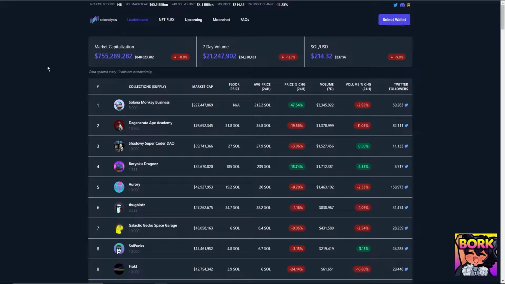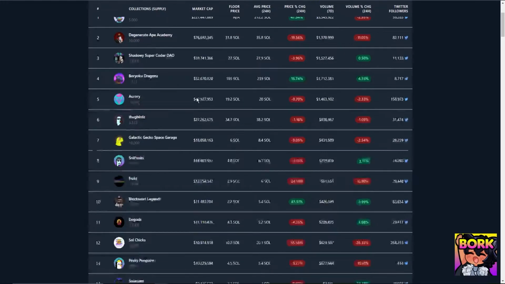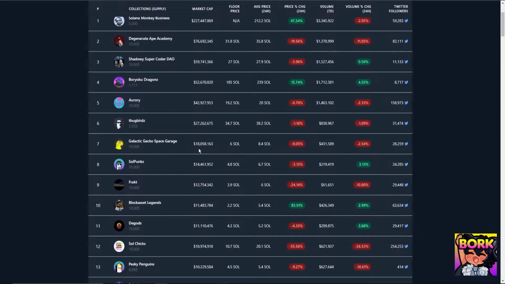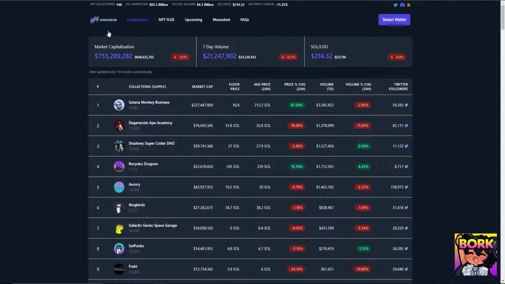First thing is I like to check SOL analysis right here, see the price of SOL, check where the market caps are at, and what the top projects are doing, floor-wise. I'm not really too focused on it having to be a certain price. I just want to get a feel for everything. What's the market feeling like? Is it an up day or a down day?